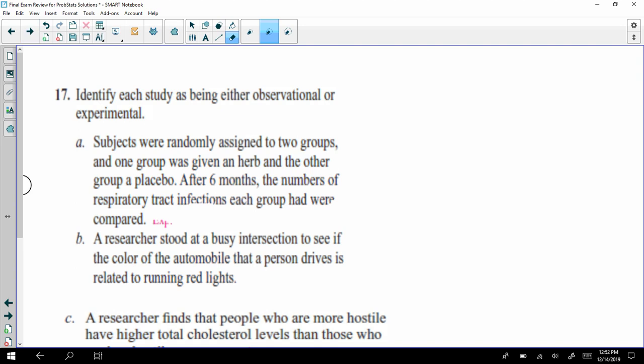Let's see which studies are observation or experimental. Okay, subjects were randomly assigned into 2 groups, and one group was given an herb, the other a placebo. After 6 months, the number of respiratory tract infections in each group were compared. That is an experiment because the treatment was the herb or placebo.